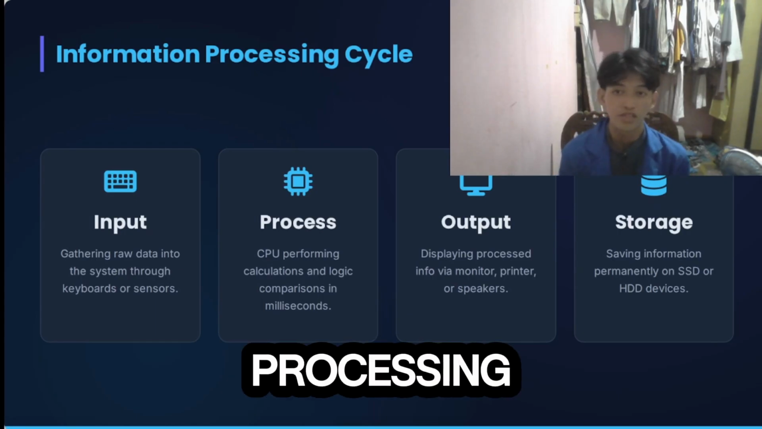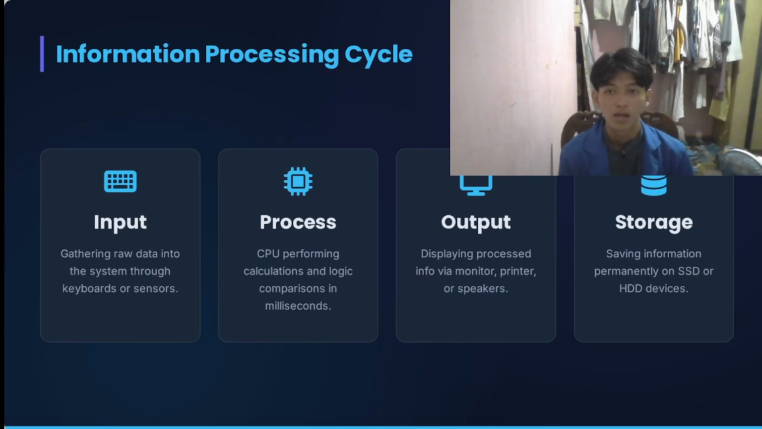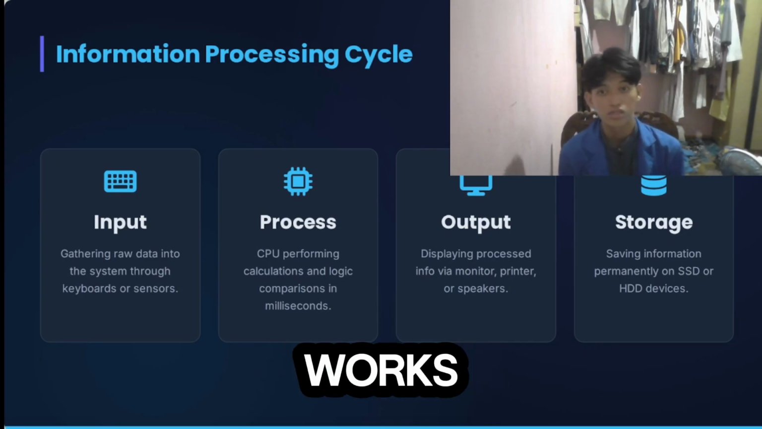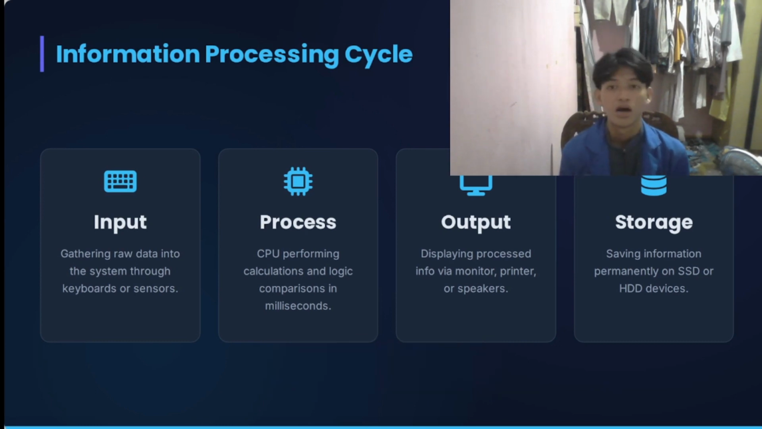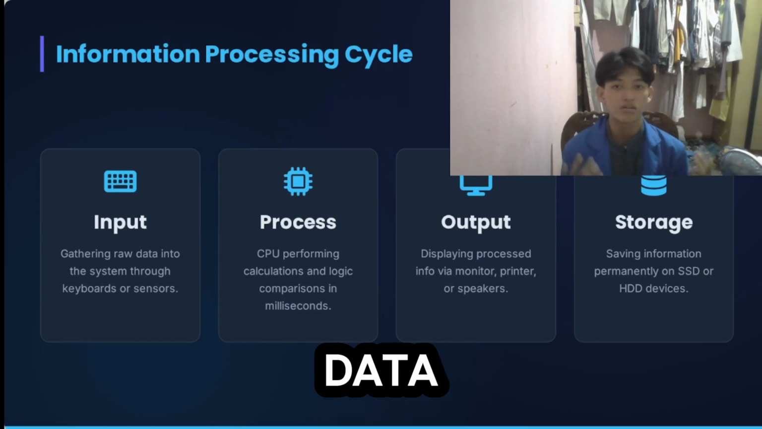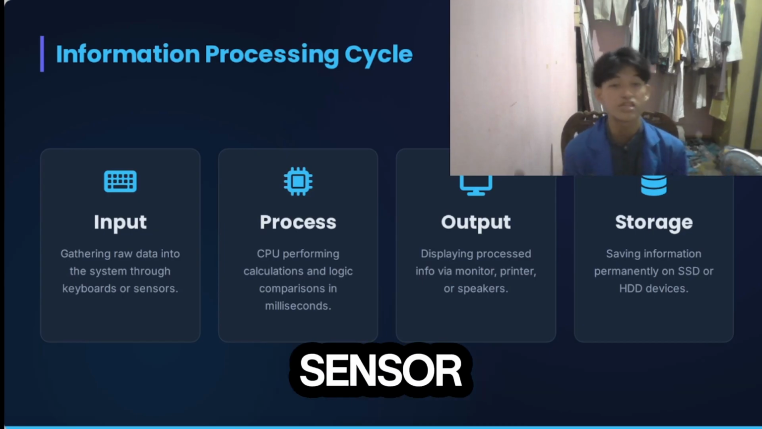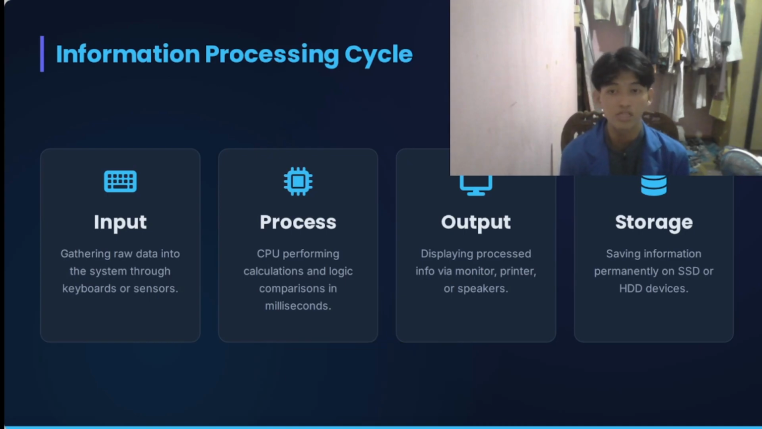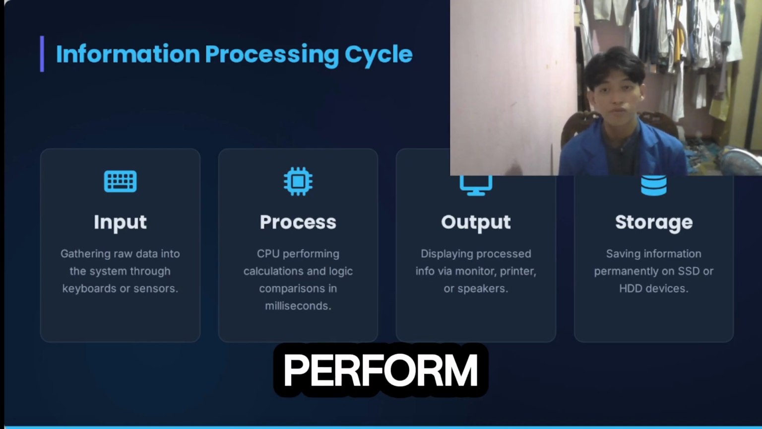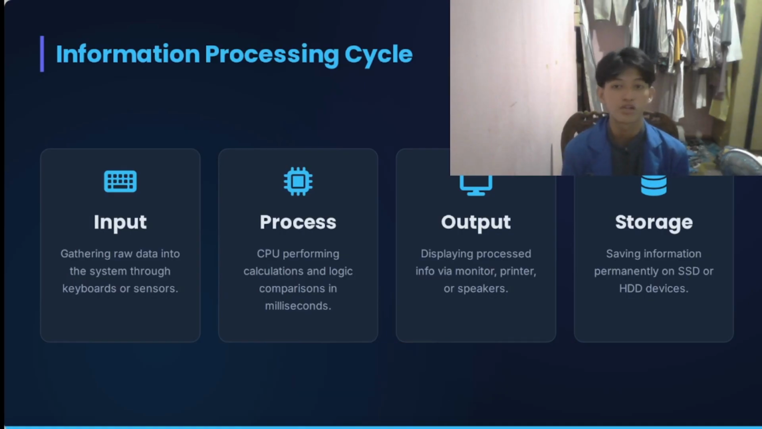Next, the information processing cycle. Let's look at how a computer works. The computer's operations are divided into 4 core stages, known as the information processing cycle. Number 1, first is input. This is where the system gathers raw data from devices like a keyboard or sensor. Number 2, second is process. The CPU performs complex calculations and logical comparisons within milliseconds.